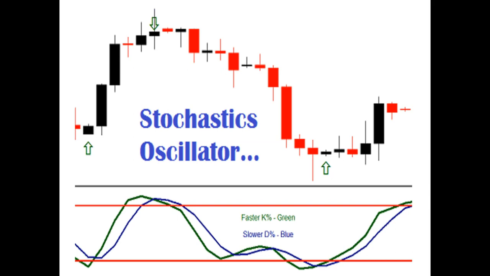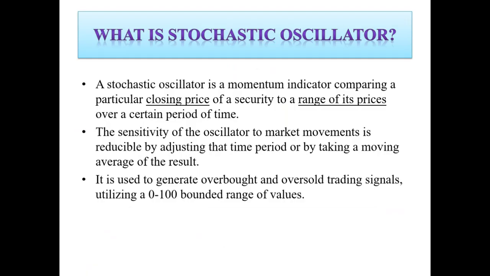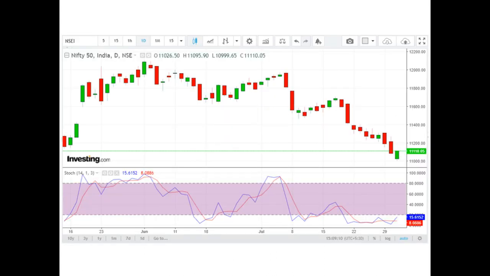In this video, we'll be looking at a stochastic oscillator. So what is a stochastic oscillator? This is a momentum indicator comparing the particular closing price of a security to a range of its prices over a certain period of time. The sensitivity of the oscillator to market movements is reducible by adjusting that time period or by taking a moving average of the result. This is used to generate overbought and oversold trading signals utilizing a 0 to 100 bounded range of values. Here is an example of how that would look.